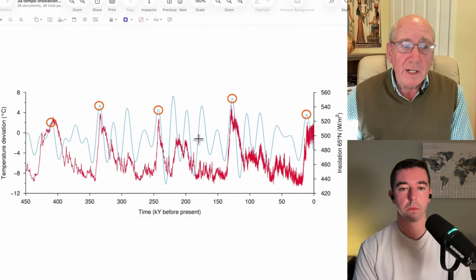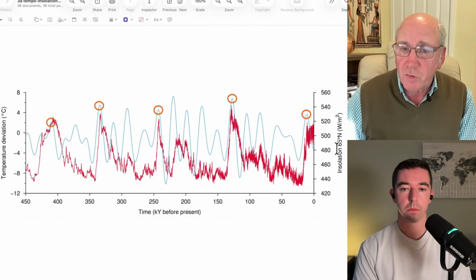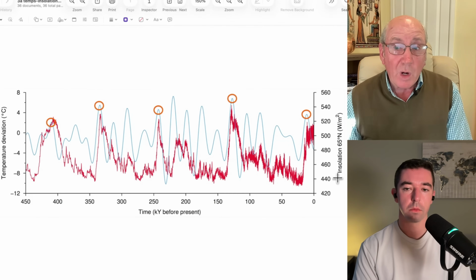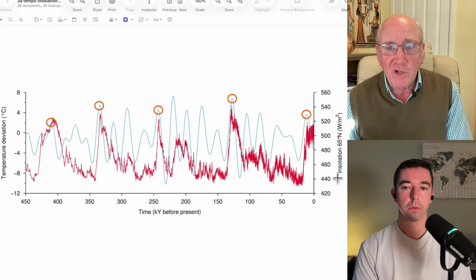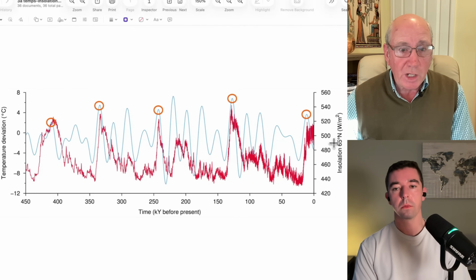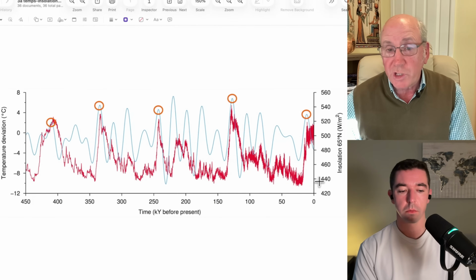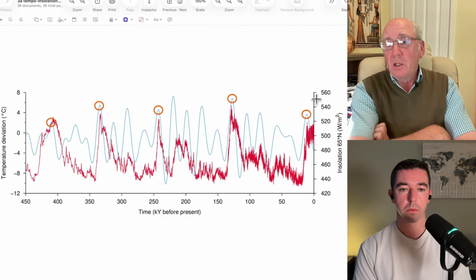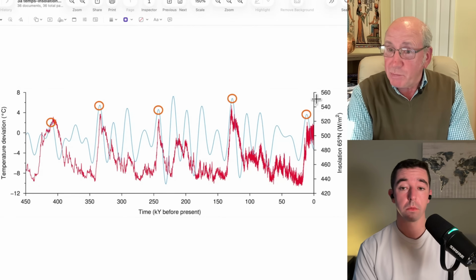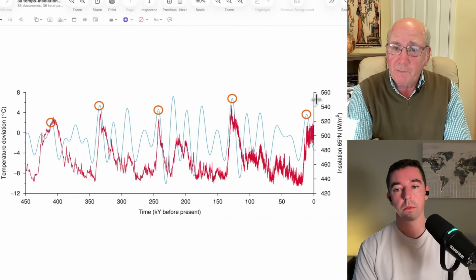And this blue line is actually recorded here as insolation at 65 degrees north. So the power of the sun, the sunlight, how much heat you're getting at 65 degrees north. And it changes quite considerably. This is in watts per square meter. It goes from, where's the lowest? This is the lowest at 440 watts per square meter, all the way up to 540. So an increase of 20% in the amount of sunlight hitting the northern latitudes.